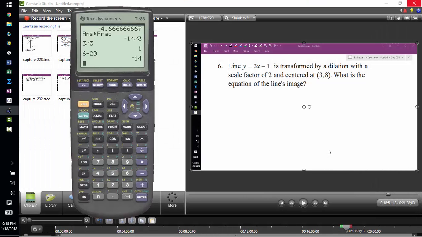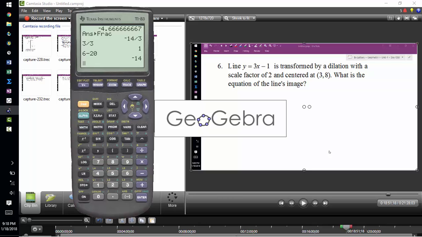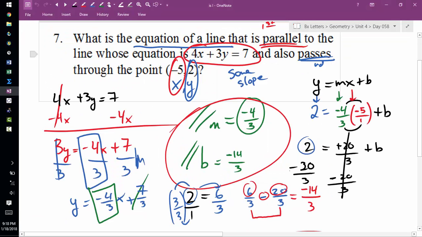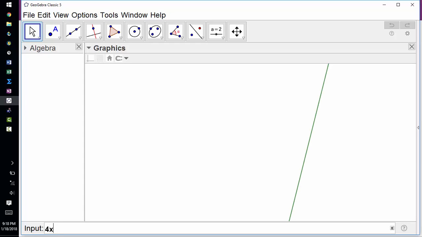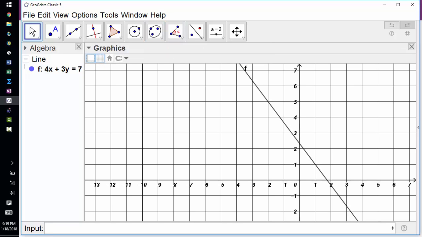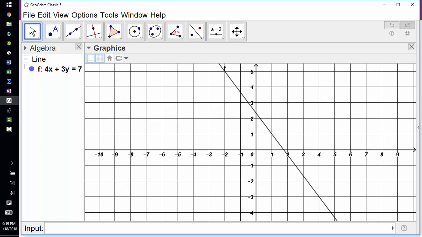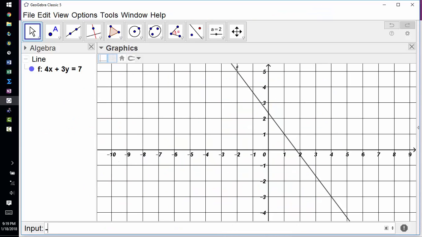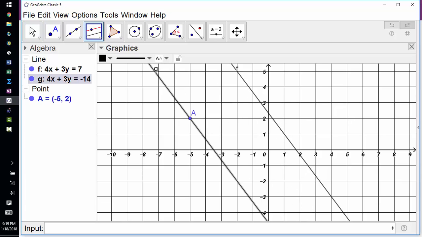If you're a little skeptical about this, that's a-okay. We have GeoGebra, luckily, and we can try it out that way. So let me open up GeoGebra. Let me open up that problem again, and we'll graph 4x plus 3y equals 7. Boom. I'm going to turn on my axes here so we can orient ourselves. And what did it want me to do? That's right. It wanted me to graph this point, negative 5, comma 2, with parentheses around it. And it wanted me to make a parallel line. So parallel line. And there's my equation.